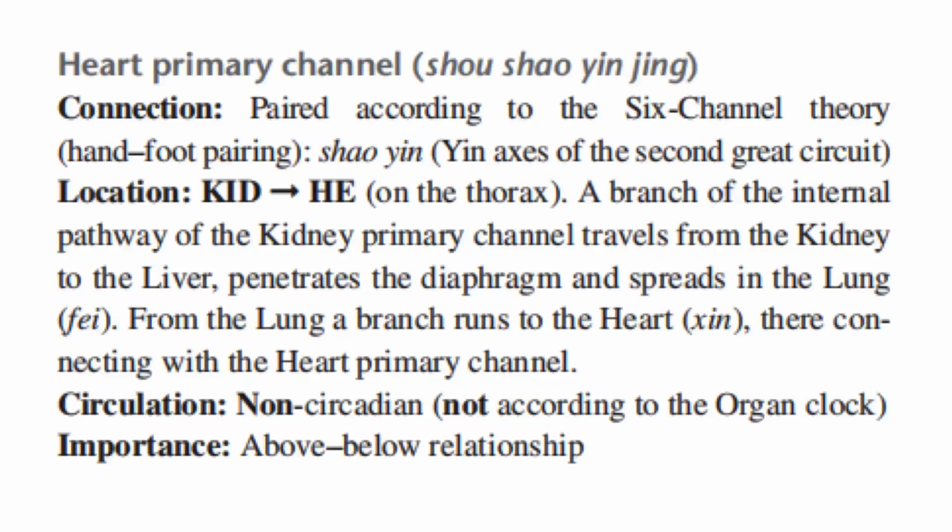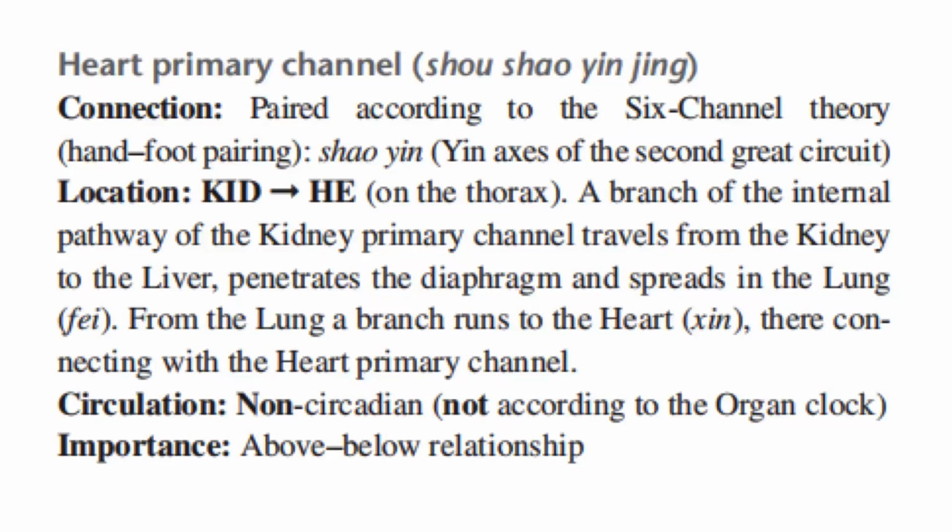The second connection is with the heart primary channel. This connection is paired according to the six-channel theory of the hand-foot pairing, the Shaoyin or the yin axis of the second great circuit. Its location is between the kidney and the heart on the thorax.